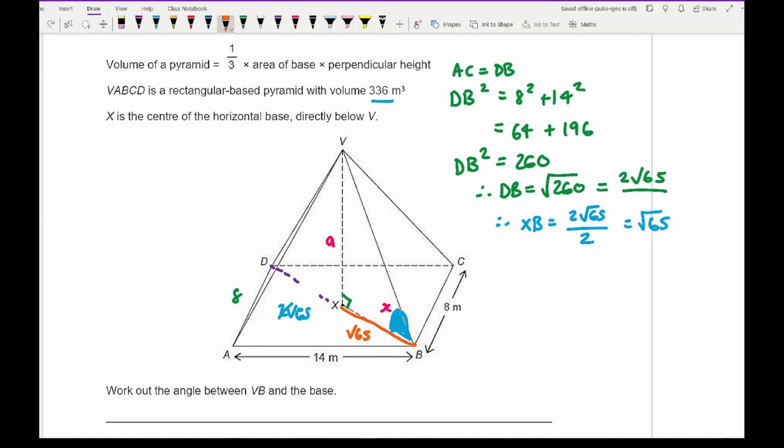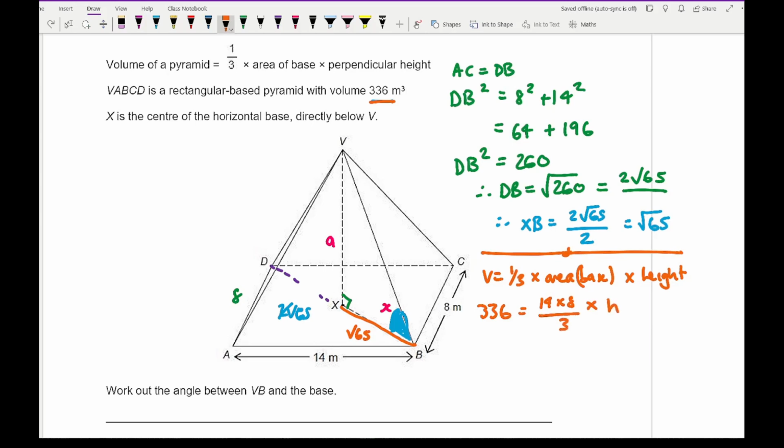Now the next thing for me to do is to work out what A is. For this I need to use the volume. Using this formula, V equals a third times the area of the base multiplied by the height. Substituting numbers in, V equals 336. The area of the base is 14 times 8, multiplied by the height, and we need to divide that by 3.